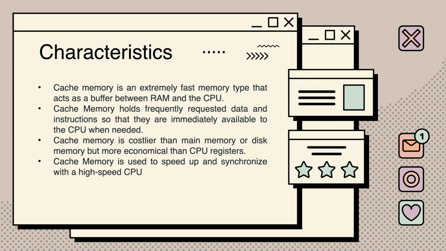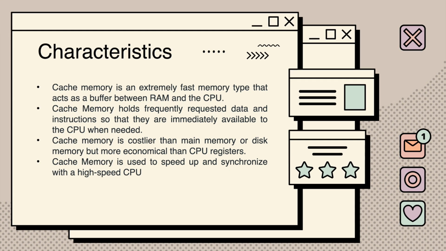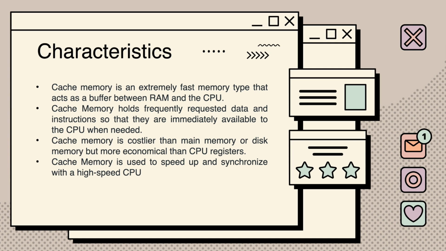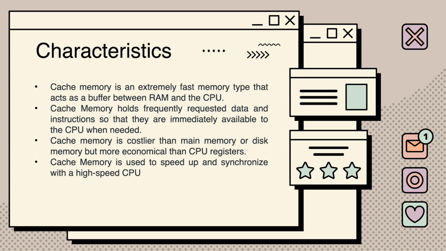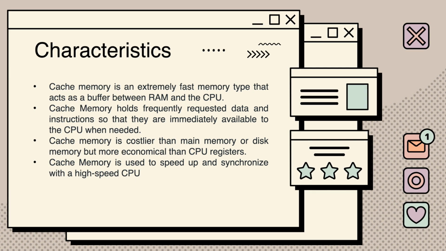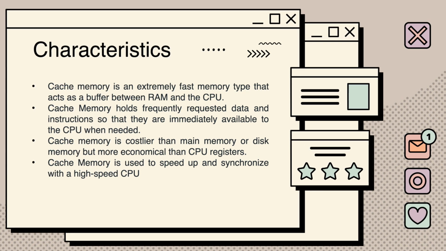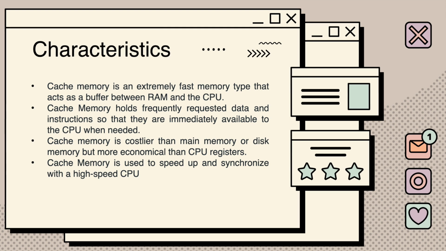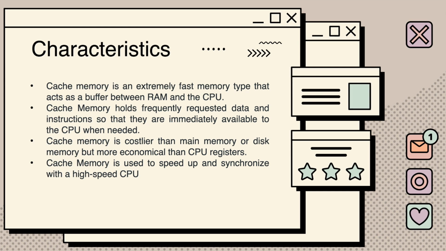Now let's catch up with the characteristics of cache memory. Firstly, it is an extremely fast memory type that acts as a buffer between RAM and the CPU. Cache memory holds frequently requested data and instructions so that they are immediately available to the CPU when needed. Cache memory is costlier than main memory or disk memory but more economical than CPU registers. Cache memory is also used to speed up and synchronize with the high-speed CPU.